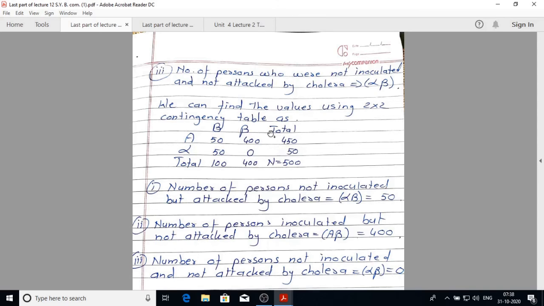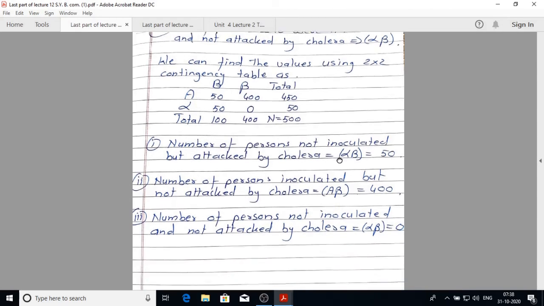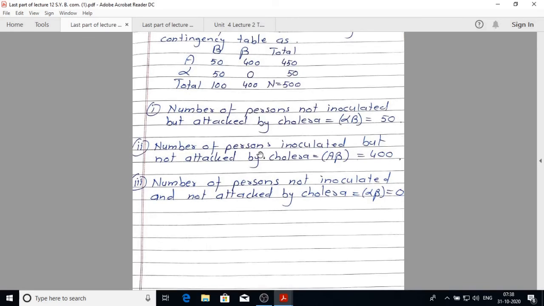So from this table we can find the answers. Number of persons not inoculated but attacked by cholera, which is nothing but alpha B. So alpha B value is nothing but 50. Second part of the problem, number of persons inoculated but not attacked by cholera, which is nothing but A beta. So A beta, the value is 400. Third part of the problem, number of persons not inoculated and not attacked by cholera, which is nothing but alpha beta. So the value of alpha beta is equal to 0.